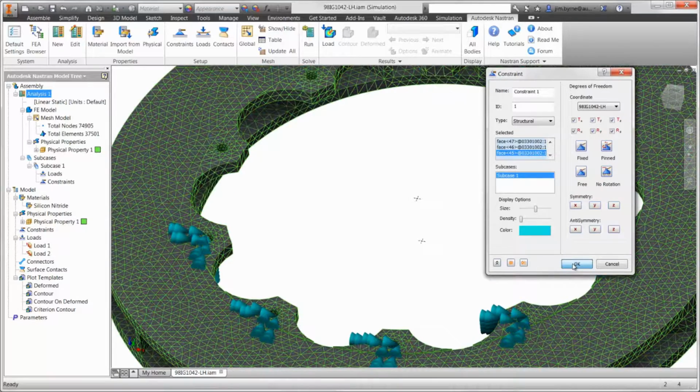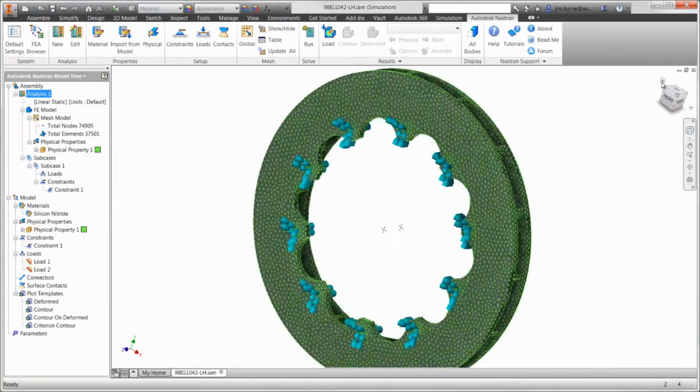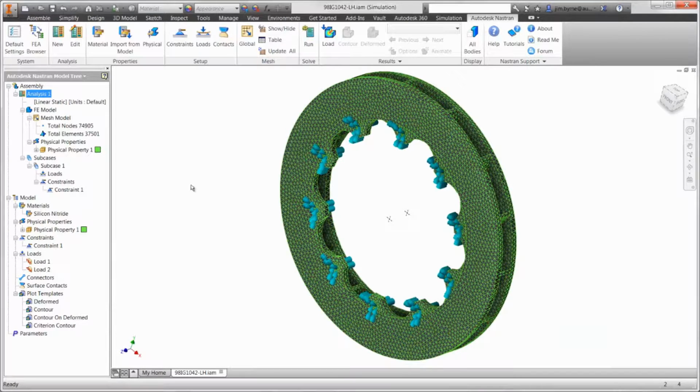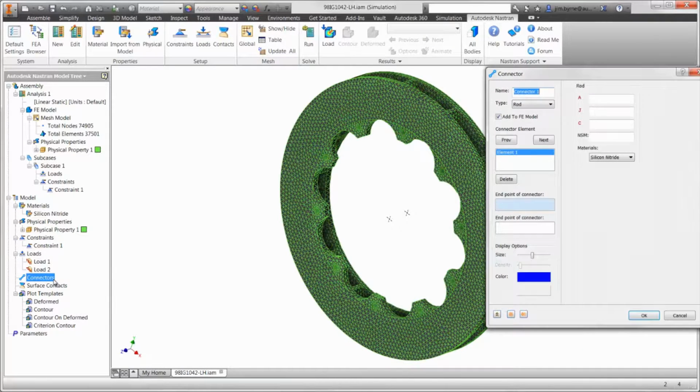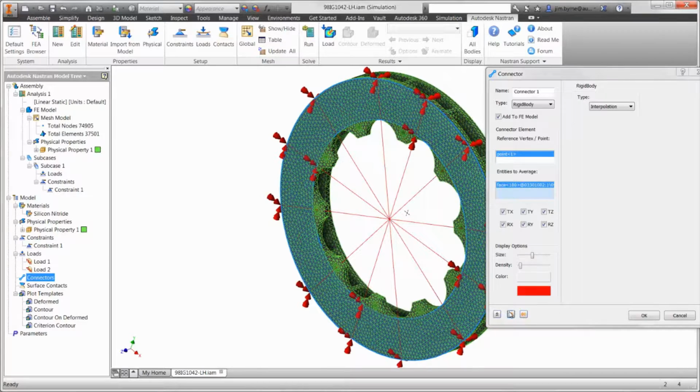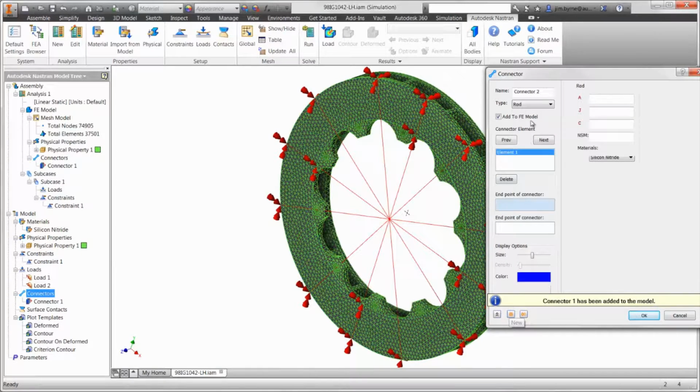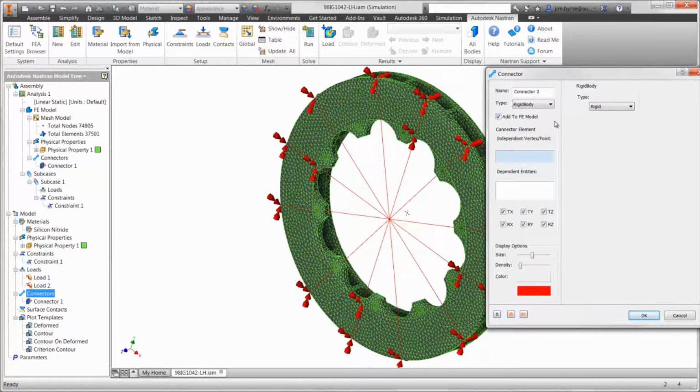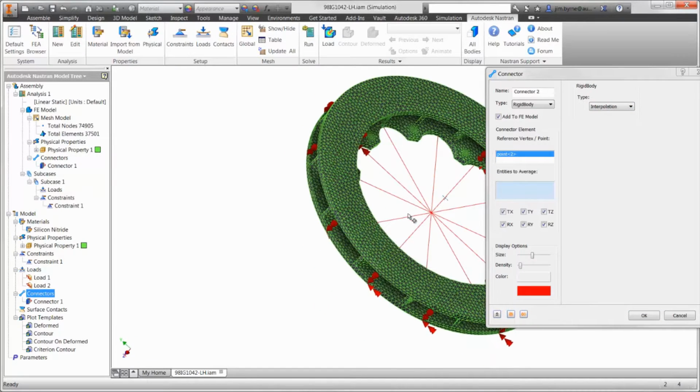Next, we'll apply the torque load on the rotor. We're going to apply the load on the two points in the center of the component. Before doing so, let's connect the points to the faces of the part using rigid body connectors. Notice there are two options for rigid body, such as interpolation and rigid. Interpolation works best for applied loads. Rigid works well for prescribed displacements.